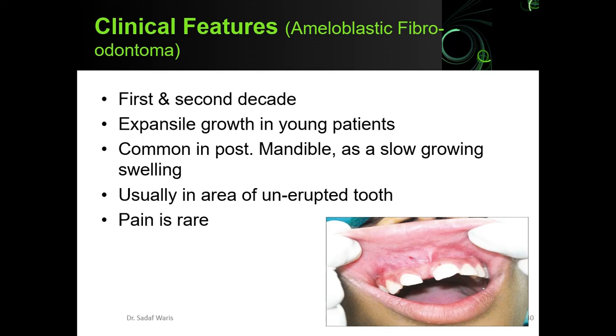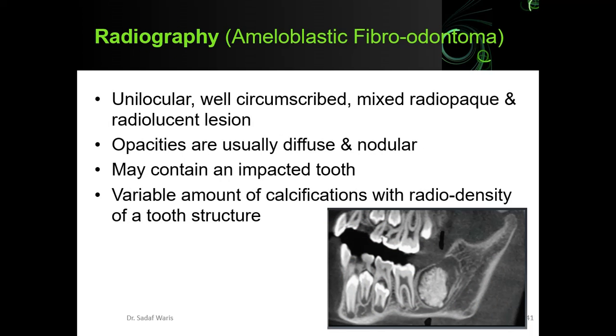They represent only 1 to 3% of all the odontogenic tumors. Usually these tumors present in the first and second decade of life as an expansile growth in a younger patient. Usually these lesions are encountered in the posterior mandibular area, and they arise in areas of unerupted teeth. Pain is usually not encountered in these lesions. On radiography, they appear as unilocular, well circumscribed, sometimes mixed radiopaque and radiolucent lesions. Opacities are usually diffuse and nodular. However, in some cases, they may contain an impacted tooth. A variable amount of calcification with radiodensity of tooth structure is a frequent finding in ameloblastic fibro-odontomas.